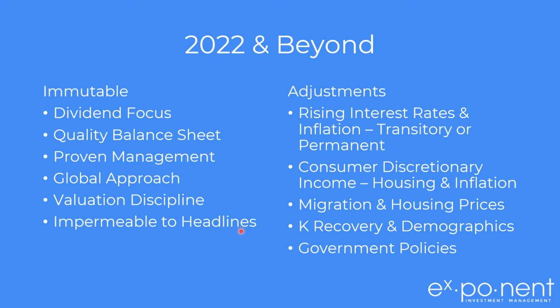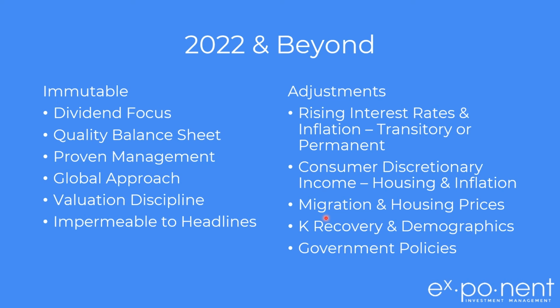The adjustments: well, rising interest rates, it's always an issue. Is inflation transitory, or will it stay with us for a period of time? Consumer discretionary is something that we're looking at. Income, is it going up? And housing and inflation are going up as well. So that really leaves the consumer with a lot less money in their pockets to spend.